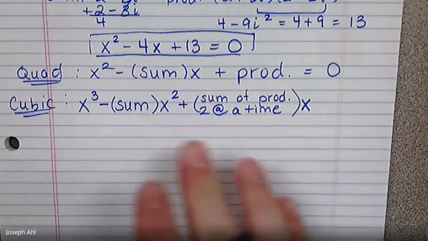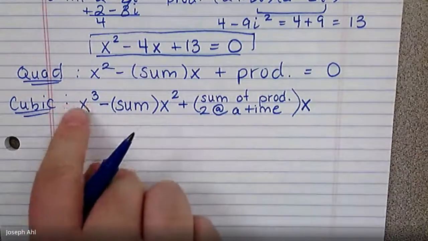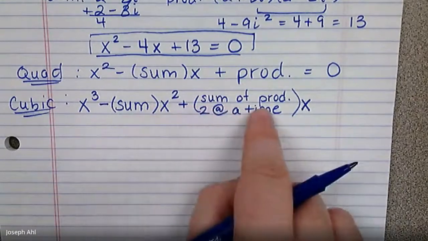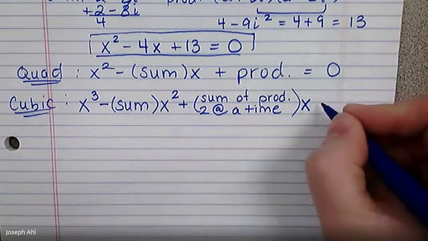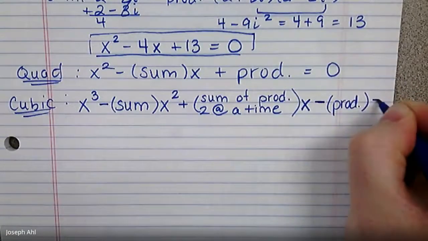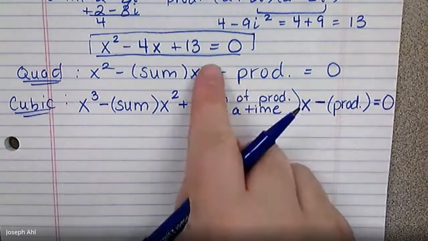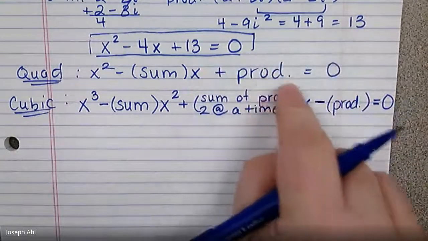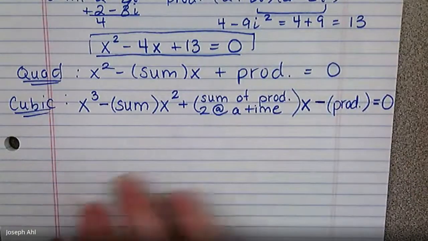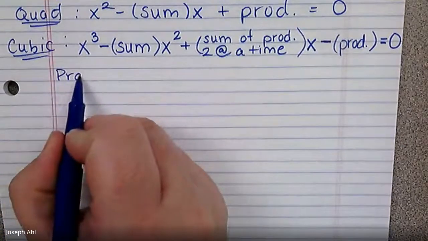But what we'll find for the signs is that they alternate down the line. So x cubed, we're keeping it positive. We change the sign of the sum. You're keeping the sum of the products 2 at a time. So what that means is that you're going to change the product. And just remember to set that equal to 0. So whereas the product's sign stays in a quadratic, the product sign will change when we talk about writing a cubic polynomial equation. Let's start with some really easy examples.